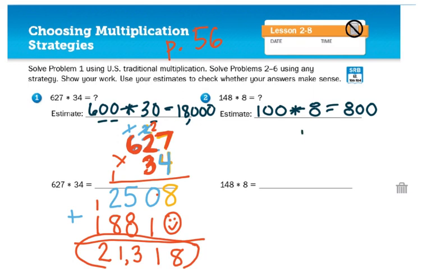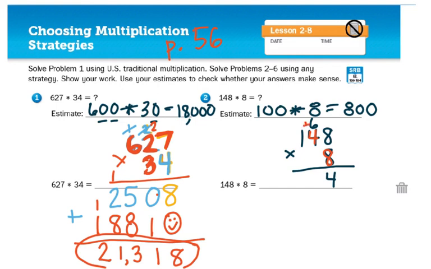Let's go ahead and write out the problem. 148 times 8. Again, I'm not worried about using that space, so I'm just going to use all of that white space there. I'm going to multiply 8 times each of the numbers up above. So 8 times 8 is 64. Put down your 4 and carry your 6 over to the next place value, the tens. Now we'll take the 8 times 4, which is 32, and then add in 6.